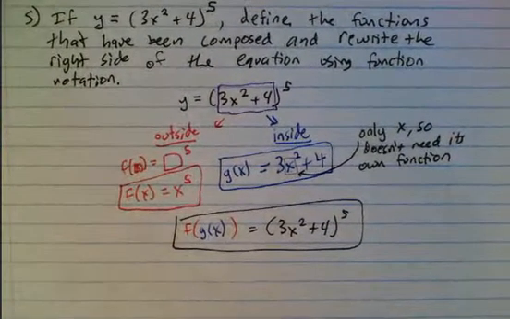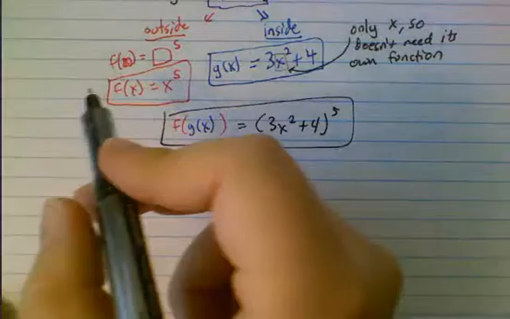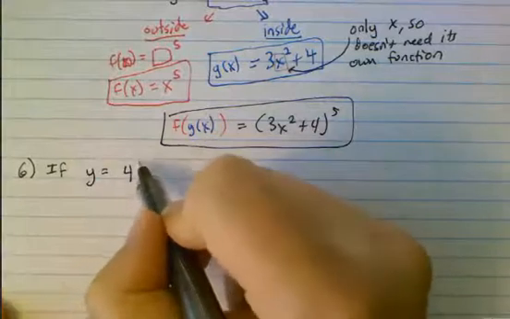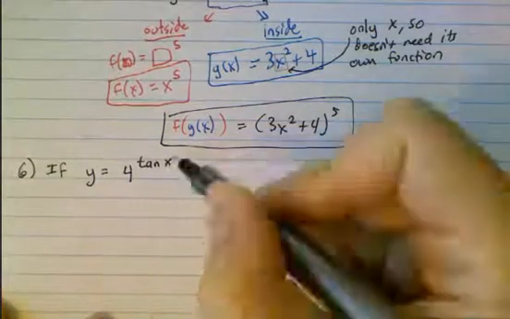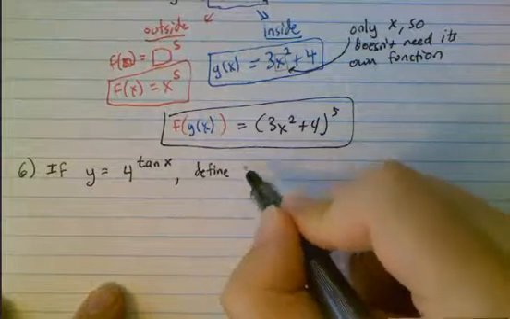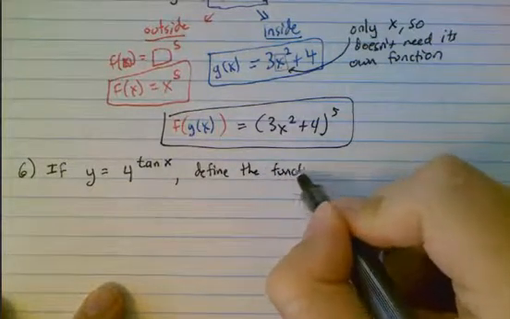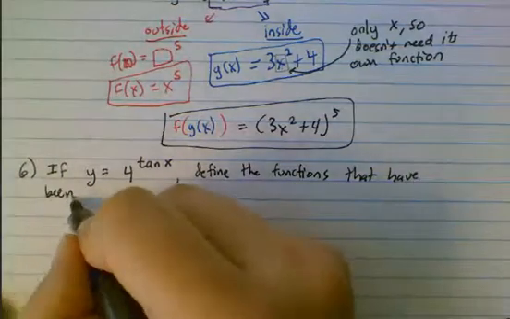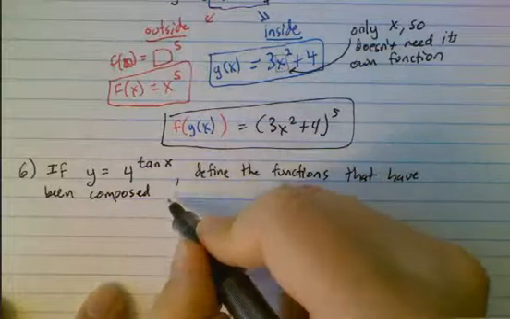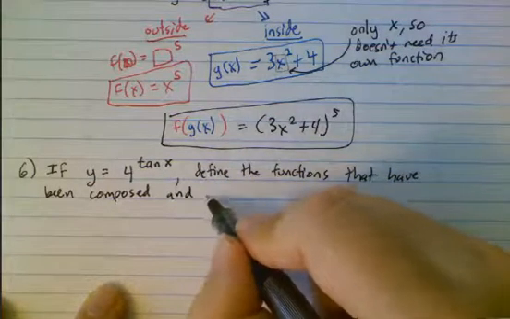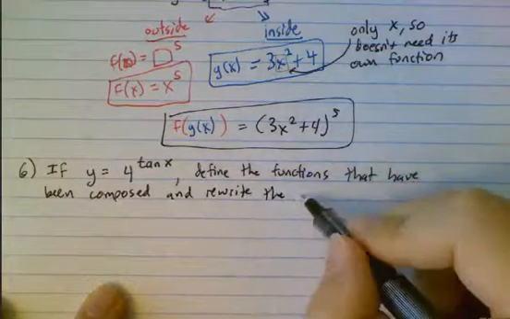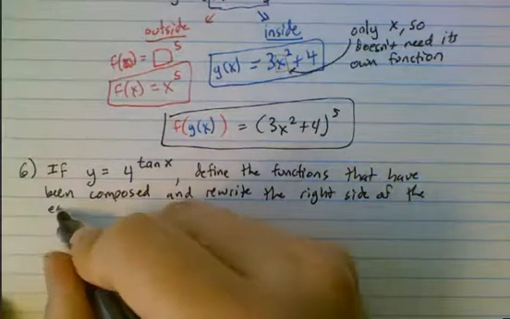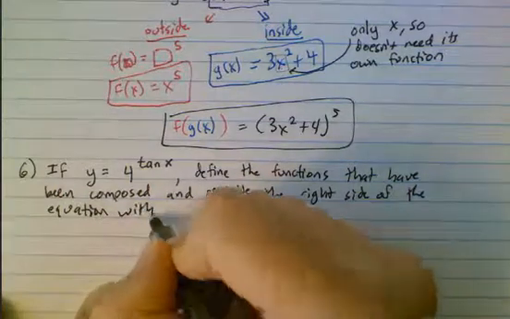Let's have you check your understanding on a similar problem. If y equals 4 to the tangent of x, define the functions that have been composed and rewrite the right side of the equation with function notation.